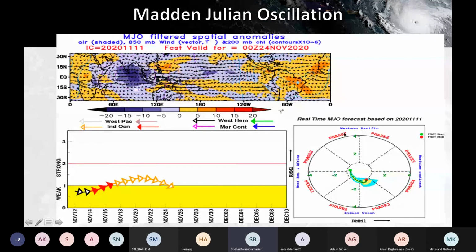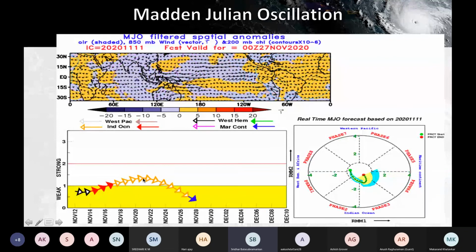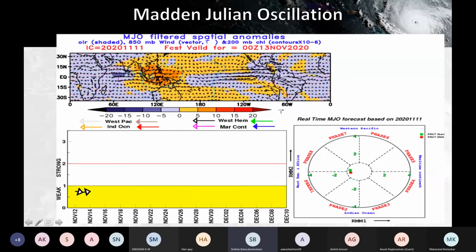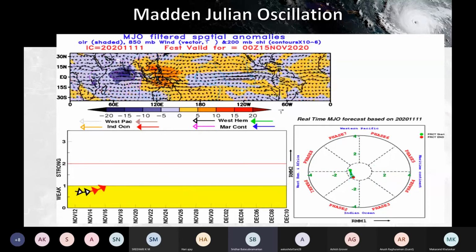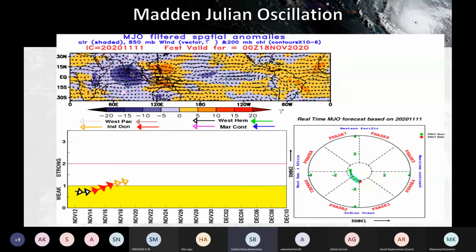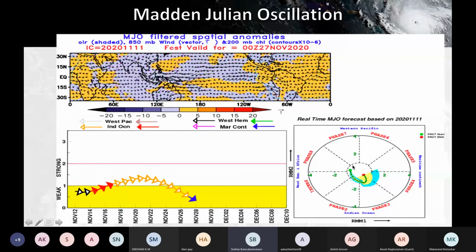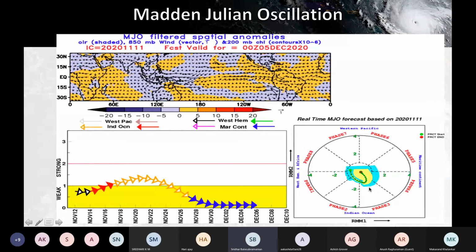On November 22nd and 23rd, very strong coupling was seen that led to the formation of cyclone Nivar. Correct? And later on, it became a weaker phase. That's when we had cyclone Burevi, which was only a cyclonic storm, whereas Nivar was a very severe cyclonic storm. So the amplitude of MJO is also important along with the phases. We are always on the lookout for whether the amplitude is strong or weak, because a strong amplitude will always lead to the formation of a strong system.